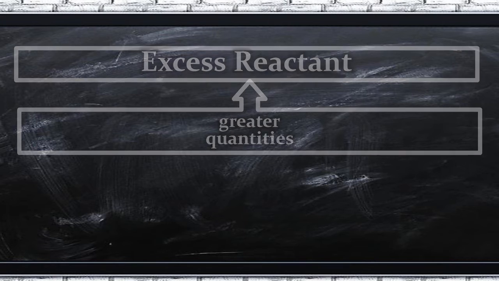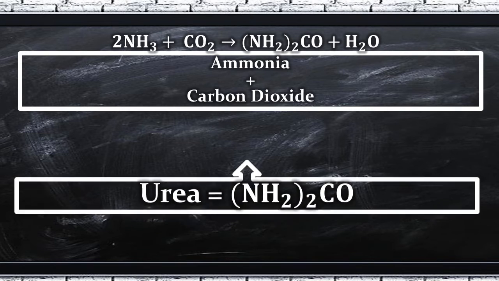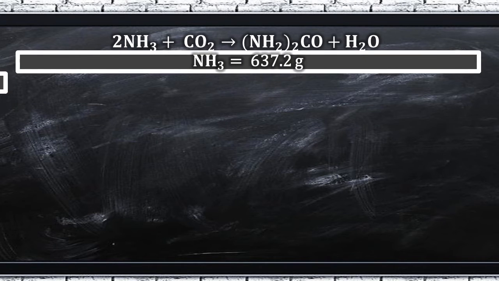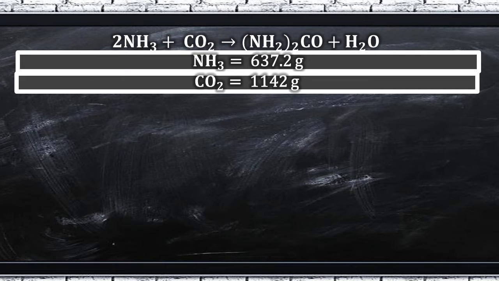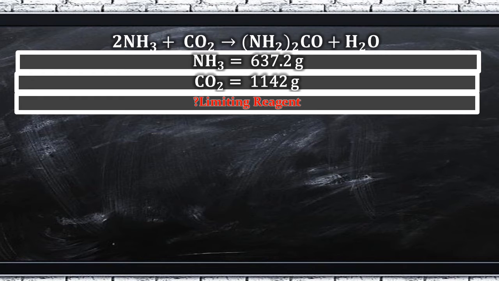With that being said, let's get into the sample problem to apply this concept. Urea is prepared by reacting ammonia with carbon dioxide. In one process, 637.2 grams of ammonia are treated with 1,142 grams of carbon dioxide. Which of the two reactants is the limiting reagent?